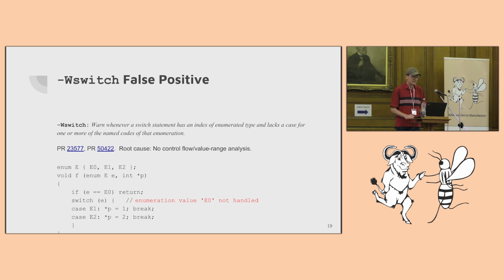-Wswitch, yet another warning that's implemented largely in the front end, warns whenever a switch statement has an index of enumerated type that lacks a case for one of the named codes of that enumeration. GCC in the front end or in the folder has no access to the control flow or value range analysis, so it misses the fact that the case that is not handled in the switch statement is impossible as a result of the if condition.